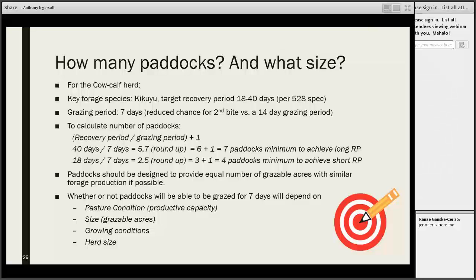And then, yes, his herd size. However many animals he's got in that herd is going to have an effect on how long they can stay in those paddocks once they're built. Because once those fences are up, you're generally not moving them.